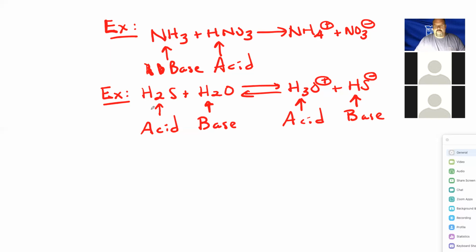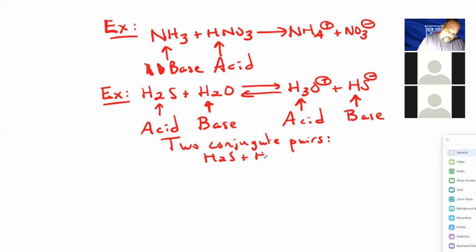And when you have these reactions with double arrows, you have essentially two conjugate pairs. In this case, you would have H2S and HS minus, and you would have H2O and H3O plus. A lot of times with these Bronsted-Lowry reactions with the double arrows, you state what the conjugate pairs are. So that's a little bit about the Bronsted-Lowry definition.